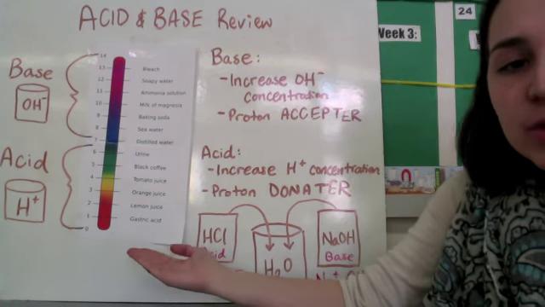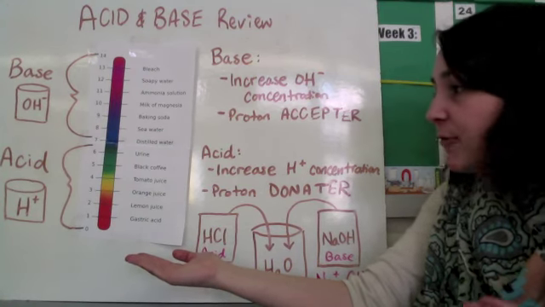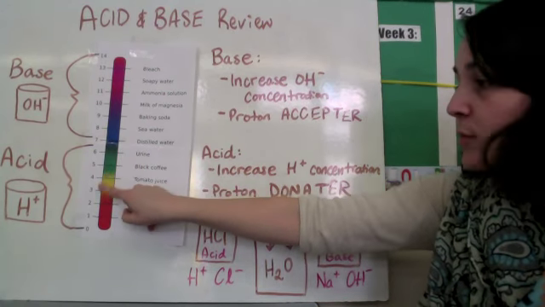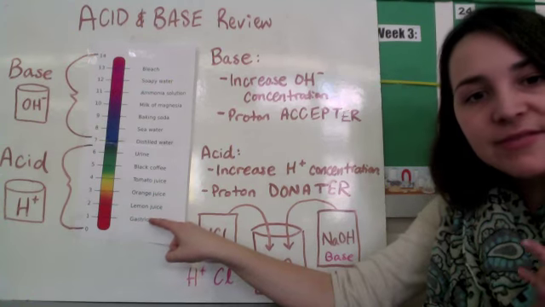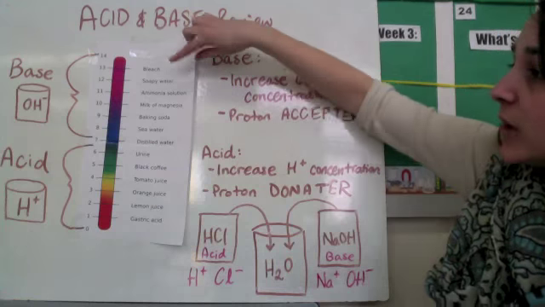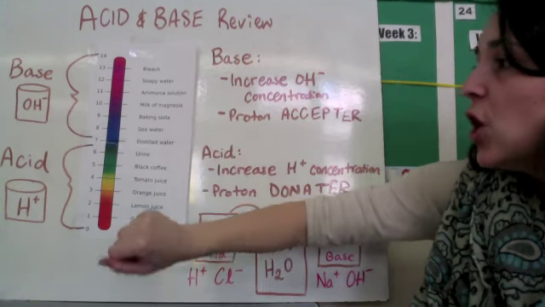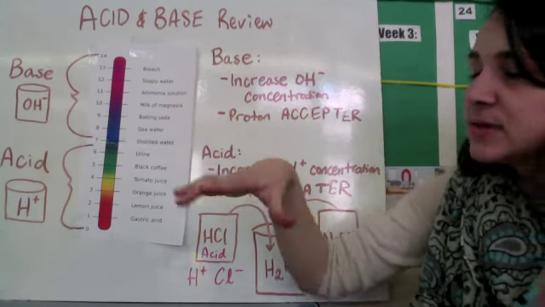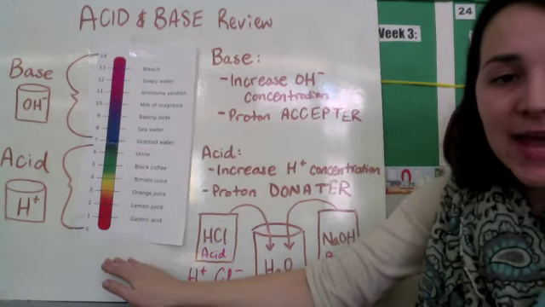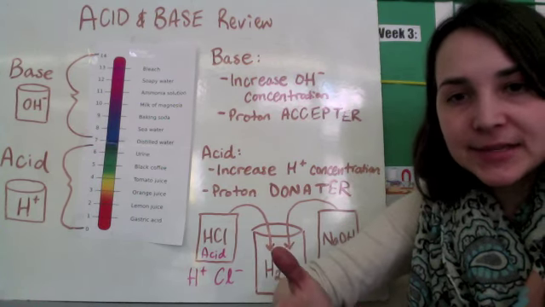And all of these solutions are things that you interact with probably on a daily basis. For example, black coffee is slightly acidic at 5, whereas lemon juice is very acidic at 2. Up here we have soapy water is pretty basic at 12, while baking soda is more moderately basic at 9. This whole scale tells us how basic or acidic something is.